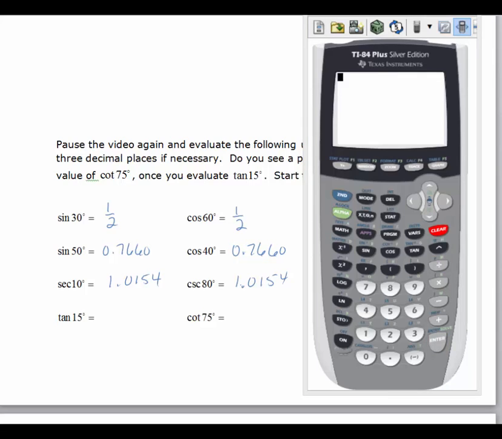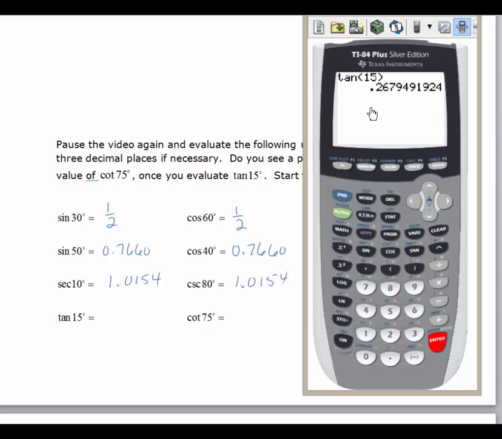On the last one, I've got the tangent of 15 degrees and the cotangent of 75. I'm going to do the tangent of 15. Okay, and that's 0.2679.